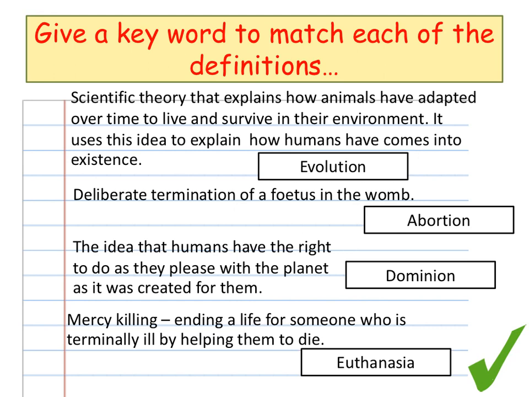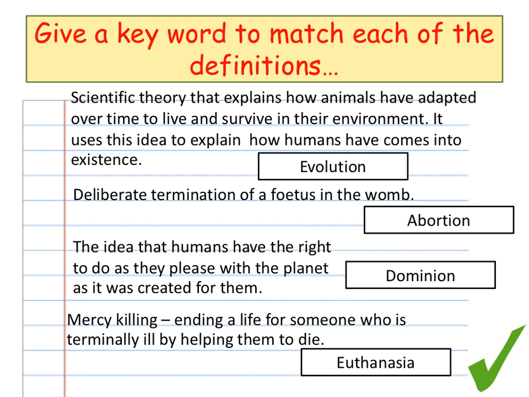The first one, the scientific theory that explains how animals have adapted over time to live and survive in their environment, uses this idea to explain how humans have come into existence. That is the theory of evolution, or just evolution. The deliberate termination of a fetus in the womb is abortion. The idea that humans have the right to do as they please with the planet as it was created for them is the idea of dominion. We are given dominion over the earth.